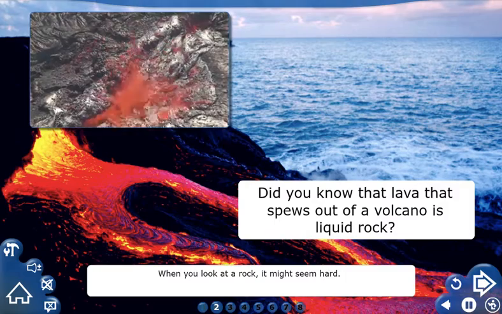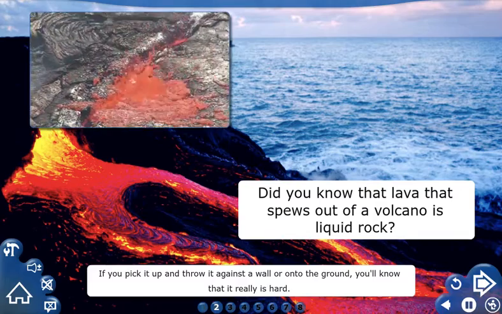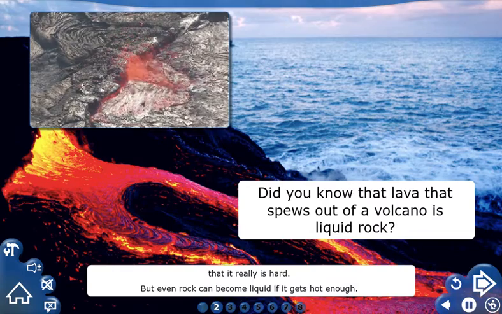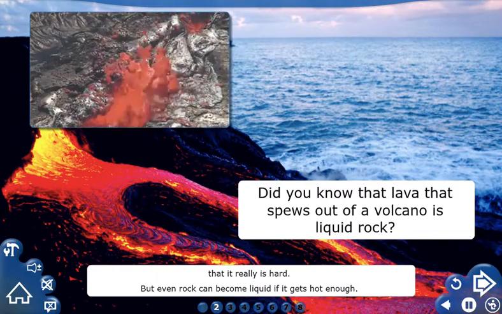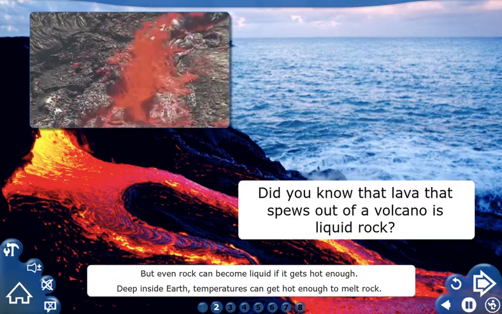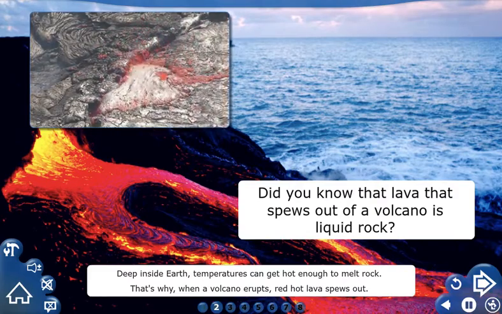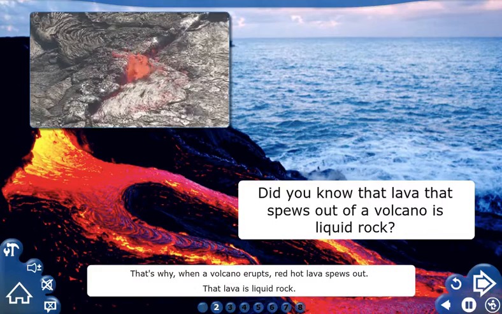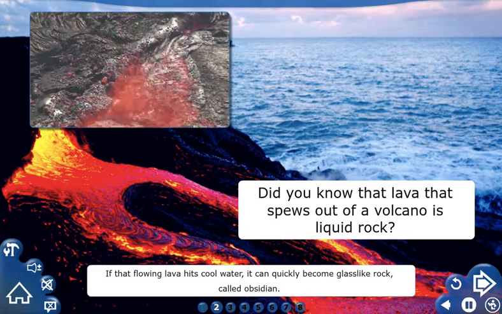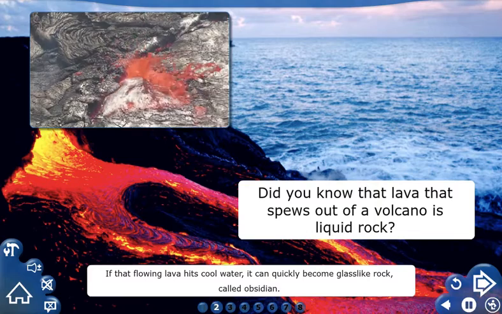When you look at a rock, it might seem hard. If you pick it up and throw it against a wall or onto the ground, you'll know that it really is hard. But even rock can become liquid if it gets hot enough. Deep inside Earth, temperatures can get hot enough to melt rock. That's why, when a volcano erupts, red-hot lava spews out. That lava is liquid rock. If that flowing lava hits cool water, it can quickly become glass-like rock, called obsidian.